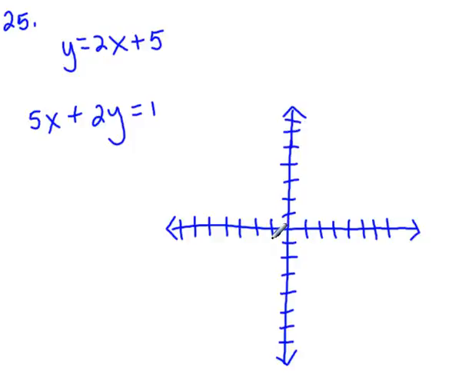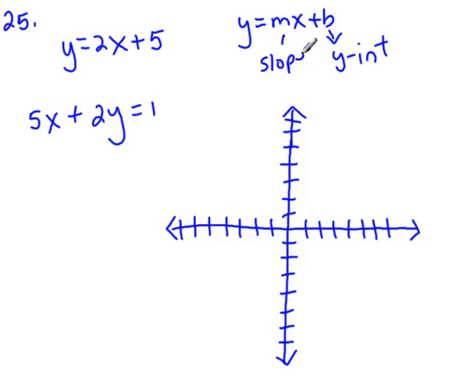Next, I'm going to work problem number 25, whose instructions say solve the following system of equations by graphing. So remember, when you're graphing, you're using y equals mx plus b, where b is your y-intercept and m is your slope. So this equation happens to already be in y-intercept form. My 5 is my y-intercept, and my 2 is my slope.